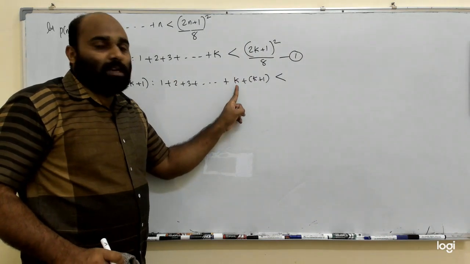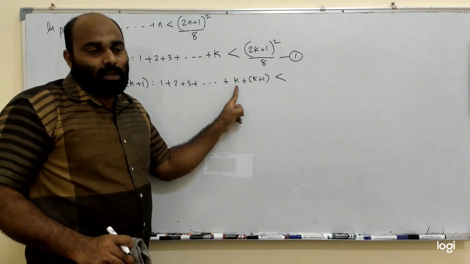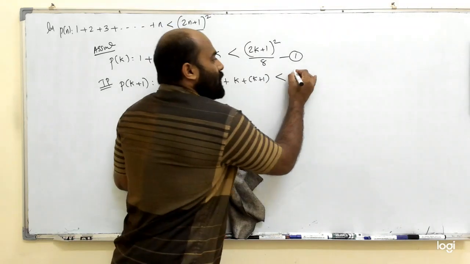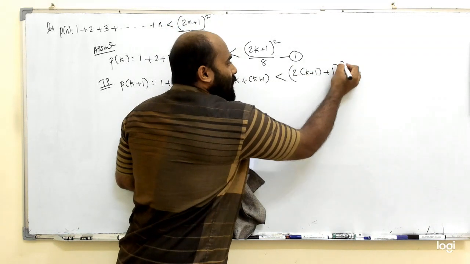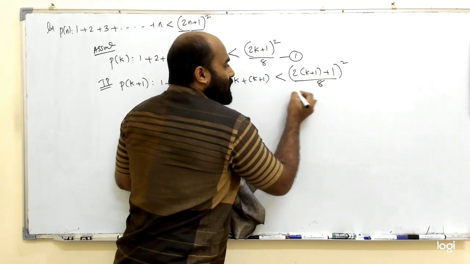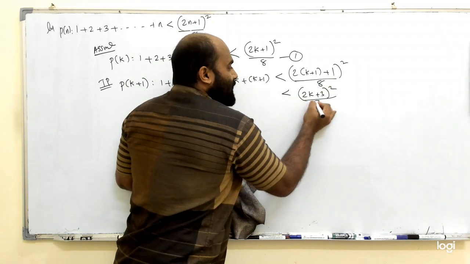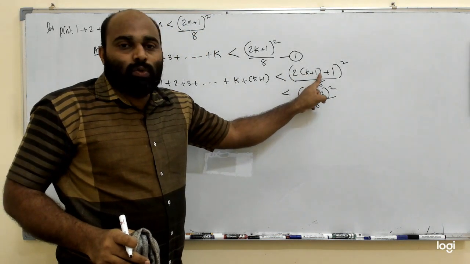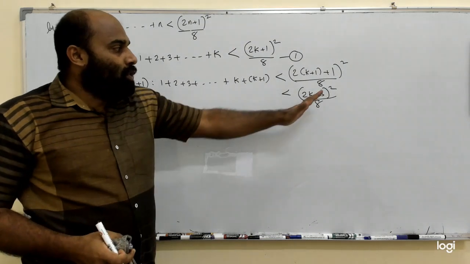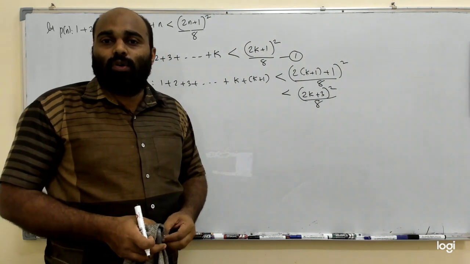So we have to write the previous term also, that we already did in the basic questions. So what will be the right side? 2 into (k plus 1) whole square by 8. That is what we want to prove: (2k plus 3) whole square by 8. Because 2 into k is 2k, 2 into 1 is 2, 2 plus 1. We want to prove this is less than (2k plus 3) whole square by 8.